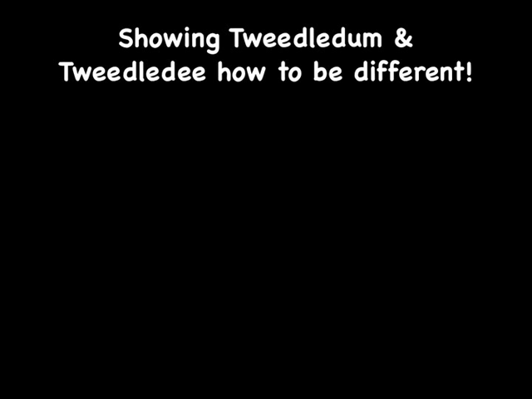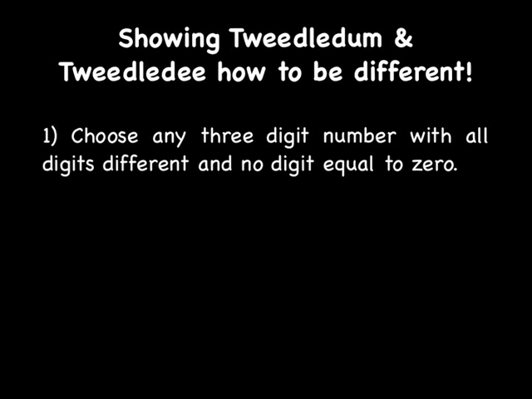Let's help these guys. Tweedledee and Tweedledum, why don't you join us, and together we'll show you how to come up with different numbers whenever you're talking to each other. First, let's choose any three-digit number with all digits different. So everybody should do that, and make it secret.